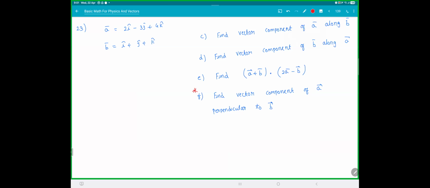Find the vector component of A bar along B bar. So this is what I was asking you. The vector component of A bar along B bar is A cos theta, B cap. What is A cos theta? A bar dot B bar by mod B, and B cap. Try. You know A dot B, you know mod B, you know B cap.